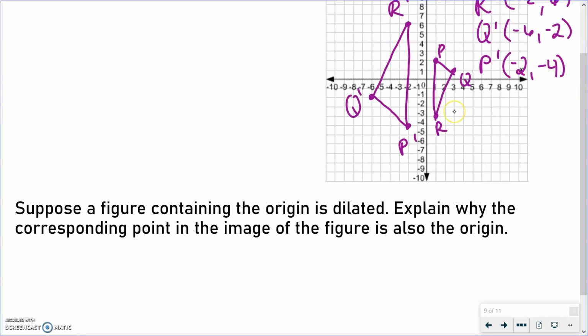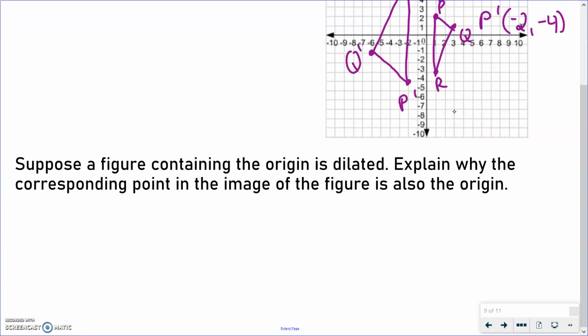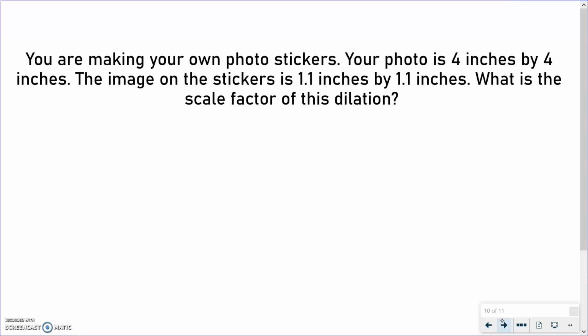Okay, back to this. Suppose a figure containing the origin is dilated. Why is the corresponding point in the image of the figure also the origin? Well, because the origin is 0, 0. If we multiply 0 by anything, it doesn't matter what the scale factor is, enlargement or reduction, it's still going to be 0, because 0 times anything is 0. So it will stay 0, 0.